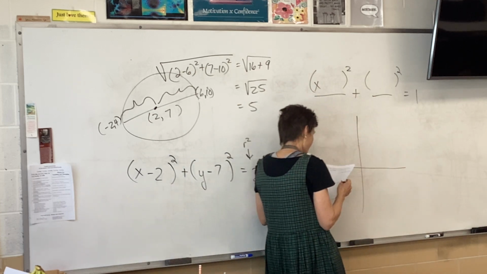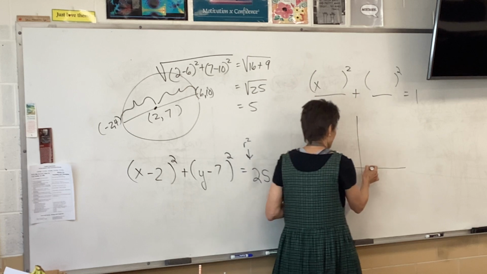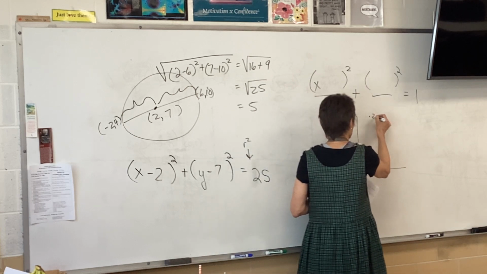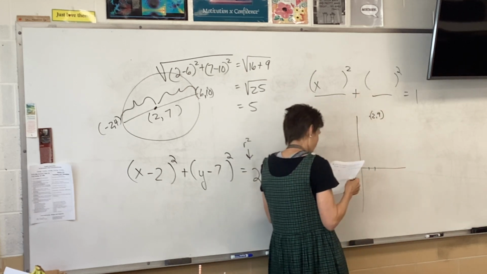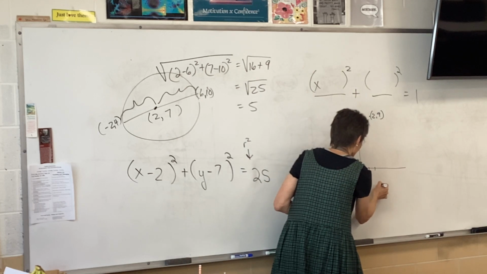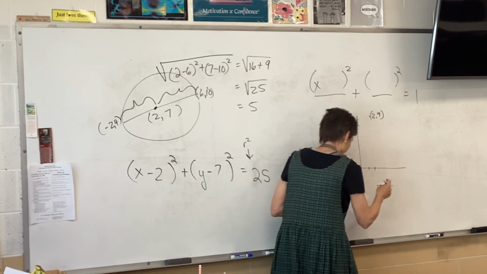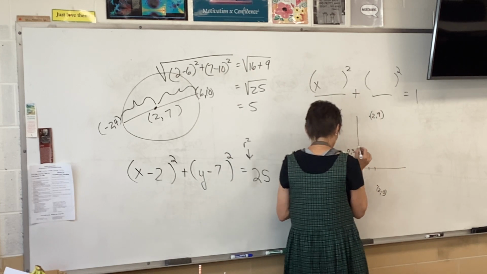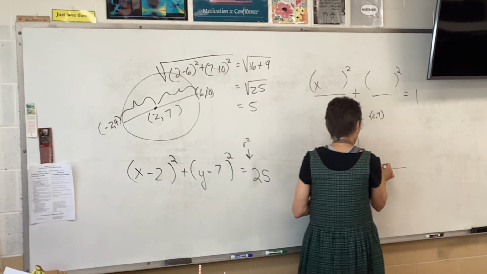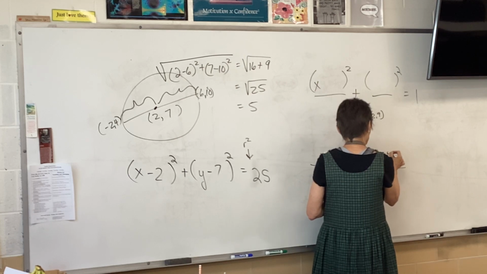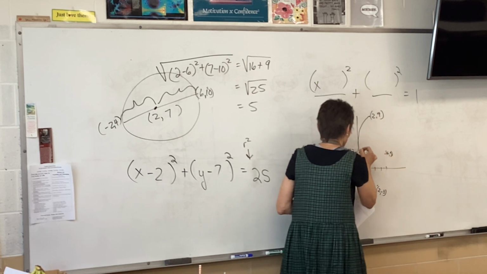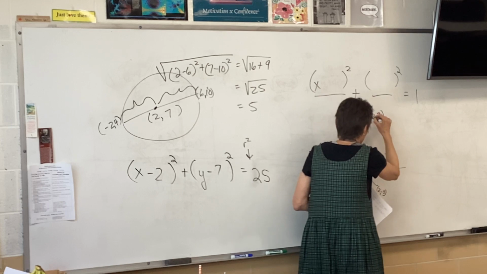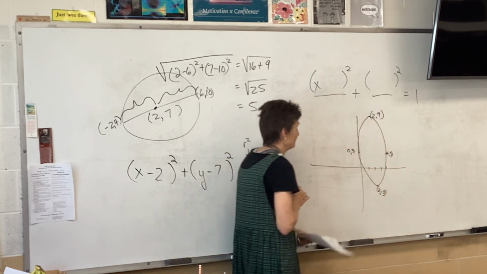All right, so what do I know? I know that I have major axis endpoints at (2, 9) and (2, -3), and minor axis endpoints at (0, 3) and (4, 3). So in other words, I know my ellipse looks like that.